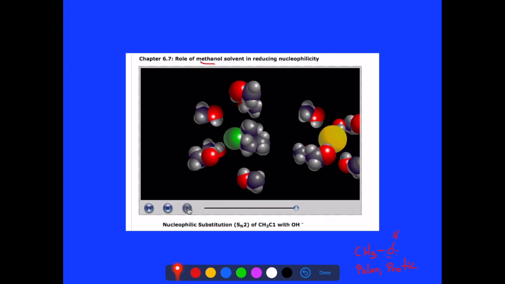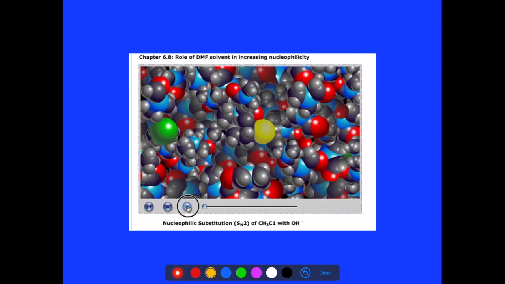Now let's compare that with a different compound. This again is OH minus with CH3Cl, the same thing, but notice we have something known as DMF. What is DMF, you might ask? Well, DMF is dimethylformamide. I will draw it so you can see what it looks like. Here's the dimethyl part, the two CH3 groups that are here. This is the formamide part. Again, you have this carbon double bonded to oxygen with an H.